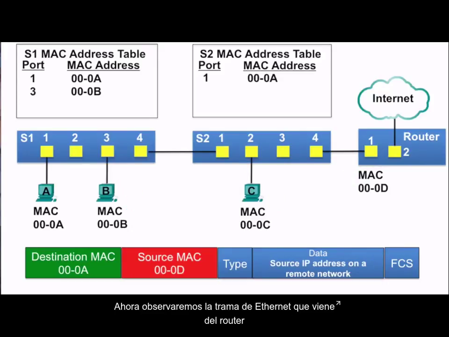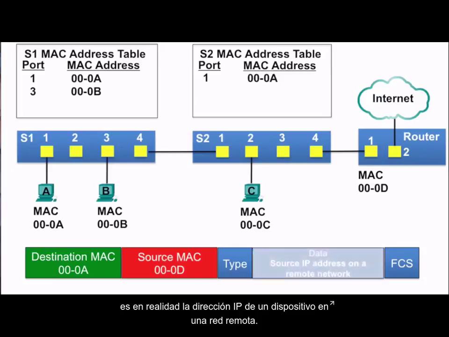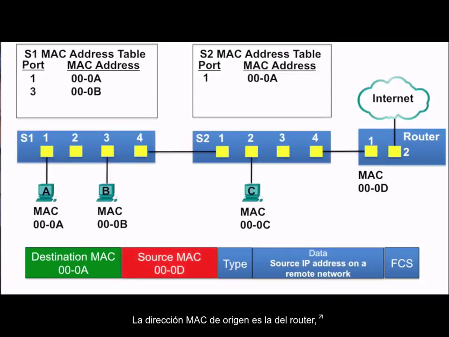Now we'll look at the Ethernet frame coming from the router back to PCA. The source IP address is the IP address actually of a device on a remote network. The source MAC address is that of the router at 000D, and the destination MAC address is that of PCA. The frame is sent to switch S2.